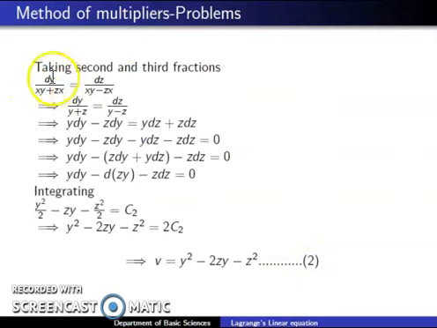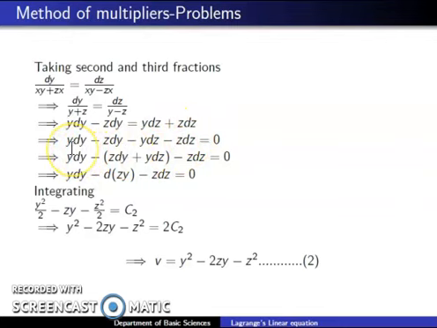Now here we are applying another trick also. We are taking the second and third fractions. So you get dy/(xy + zx) = dz/(xy − zx). Here x is common, so that x gets cancelled. So we get dy/(y + z) = dz/(y − z). Previously I told that it is not possible, but here it is possible. Here we can cancel x also. When we cross multiply, we get y dy − z dy = y dz + z dz.